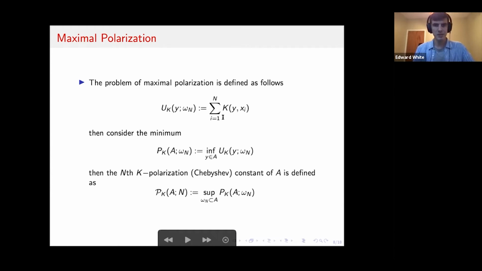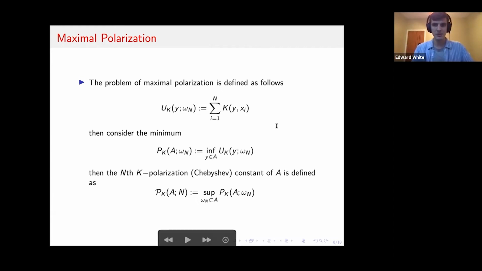Then if we consider the minimum of this summation, we get this pk of A of omega n. Then the nth K polarization, or sometimes called the Chebyshev constant of A, is defined as the supremum of pk of A of omega n, where that was the infimum. So again, like we saw with the covering, we take an infimum and then we take a supremum over this summation. So that sort of matches the order of the arguments of these infimums, supremums, and maxes and mins. So polarization and energy are these extensions of these simpler cases of packings and coverings.